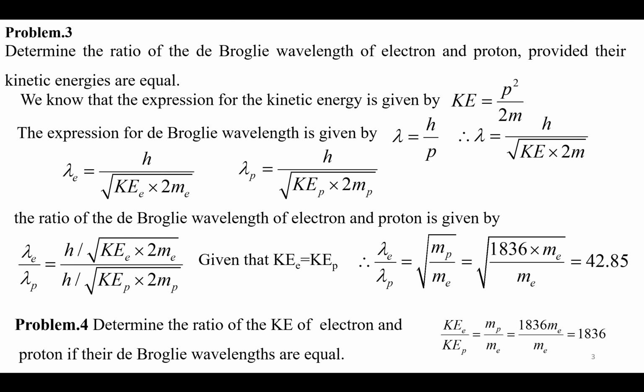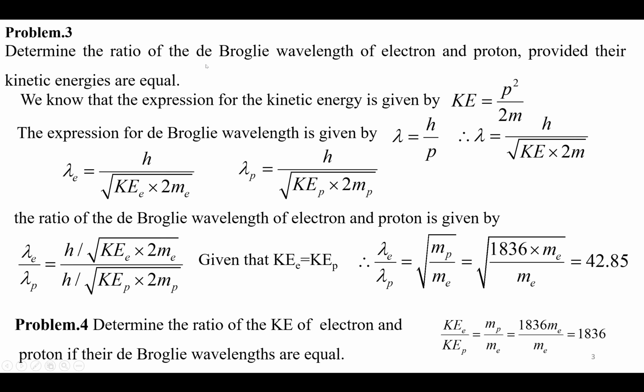The classical expression for kinetic energy is given as kinetic energy equals P squared by 2m, and the expression for de Broglie wavelength is lambda equals h by P. We just insert the expression for P from the above expression. So lambda equals h by P, and instead of P we substitute this. So P equals root of kinetic energy multiplied by 2m, and lambda becomes h divided by root of kinetic energy multiplied by 2m.